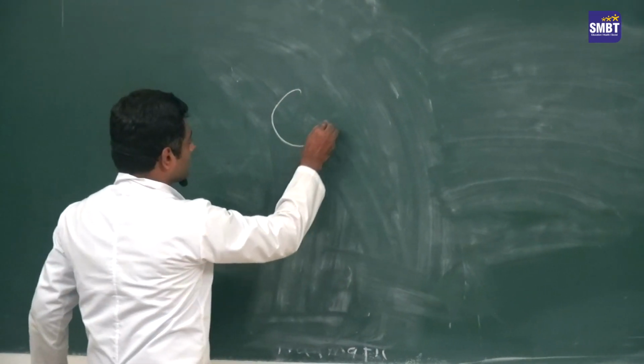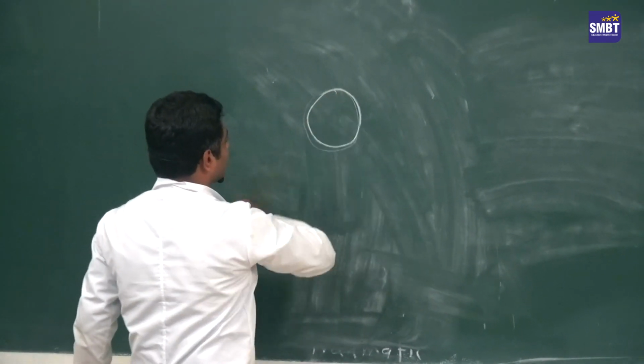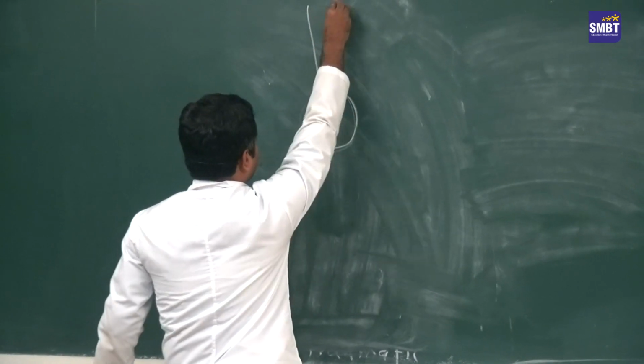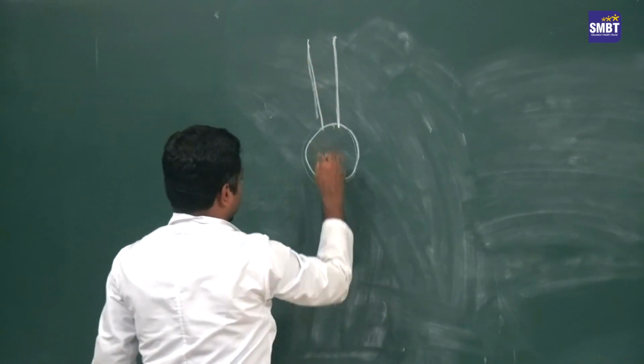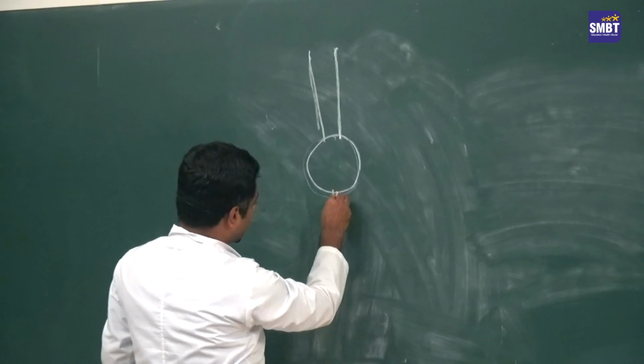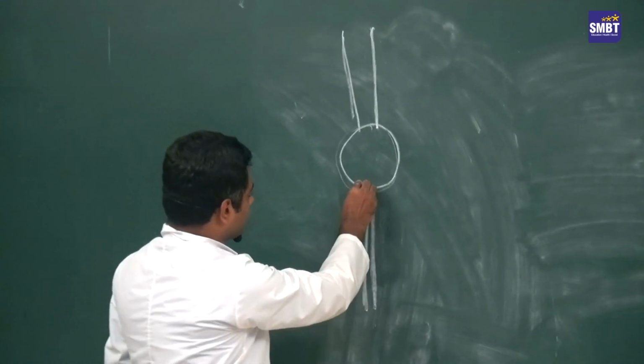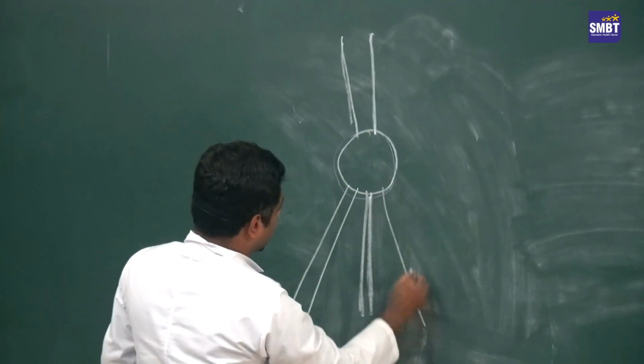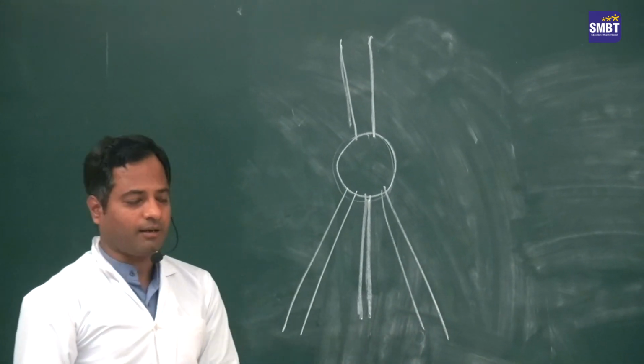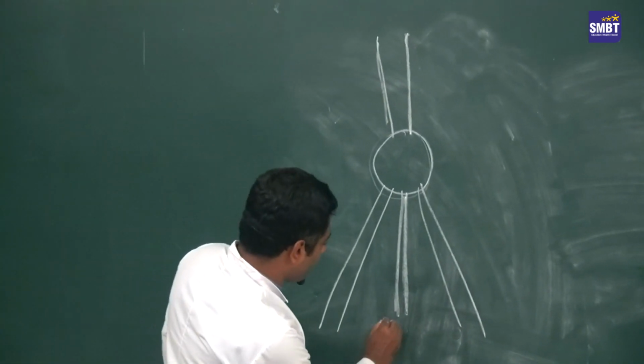So this is the umbilicus, a fibrous ring-shaped structure. Here comes the falciform ligament from the upper aspect. Here comes the median umbilical ligament, and here comes the medial umbilical ligament. Medial umbilical ligament. Okay, don't confuse.